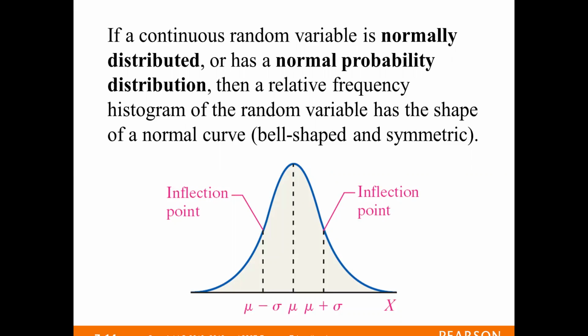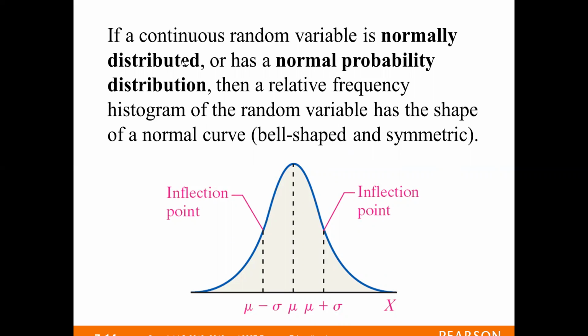We talked about it previously in chapter 3, that if we had a bell-shaped curve, we had something called the empirical rule. And it talked about how much of the data would lie within a certain number of standard deviations from the mean. Well, we're going to use a little bit different notation in this one, but it's going to relate back to what we did previously.